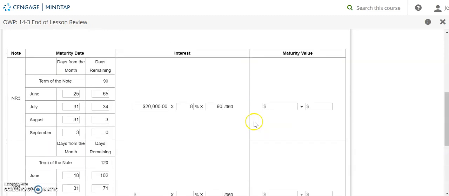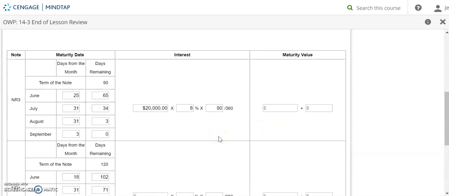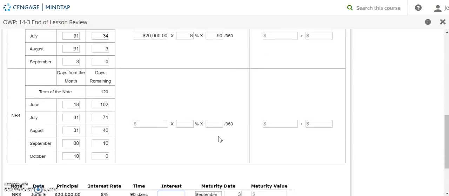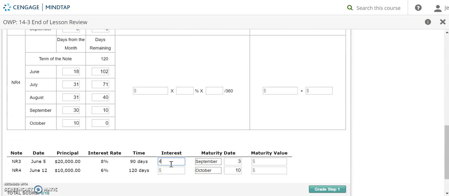Okay, so now I'm going to do my interest. So 20,000 times 8% times that fraction of 90 over 360. I get my interest then to be 400.